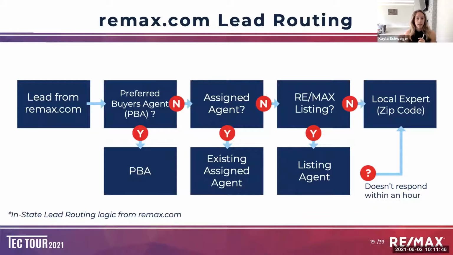If they have not been assigned to an agent before, the system will ask a third question: is this a Remax listing that the lead is becoming a lead on? If the answer is yes, it is a Remax listing and they don't have a PBA and they don't have an assigned agent, then the lead gets routed to that listing agent. If it's not a Remax listing and they don't have a PBA or assigned agent, then it's going to go to the local expert, which is based on the zip codes that you all have in your Bouge settings. From there, that local expert has an hour to respond before it gets routed to the next local expert.